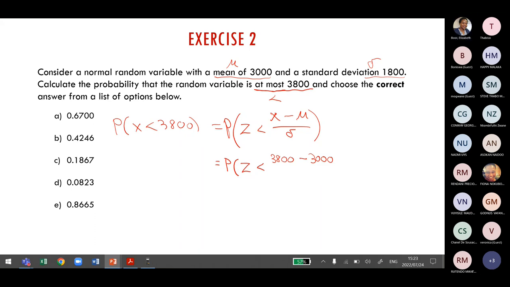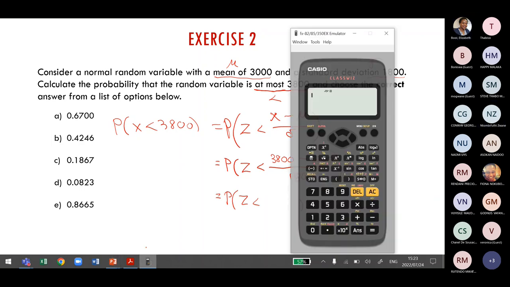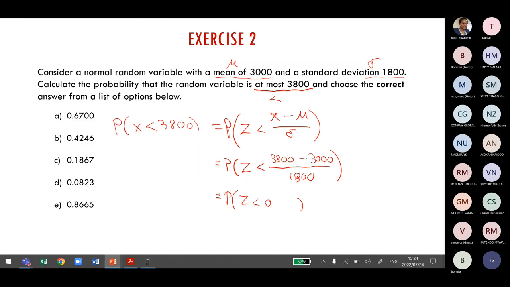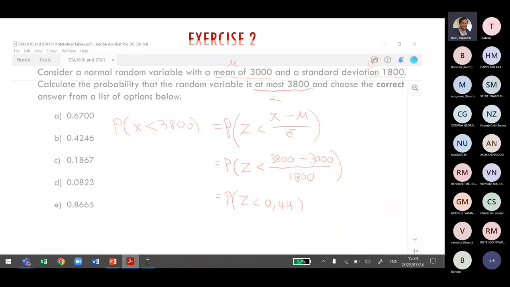Okay, so we were busy. Let's finish off. The standard deviation is 1,800. Calculate that and let me know what is the probability of Z less than a value. What is the answer? 0.44. If I use my calculator, I can say it's 3,800 minus 3,000, divided by the standard deviation of 1,800, which equals 0.44.